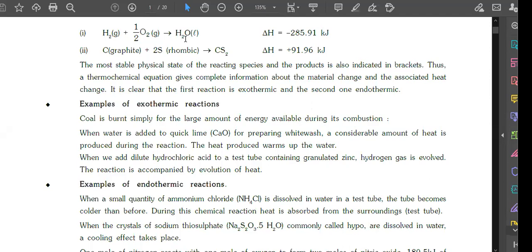Okay, so in exothermic reaction, I can say that heat energy is released, which means that the enthalpy of product will be less than the enthalpy of reactant, right? Right, everyone?